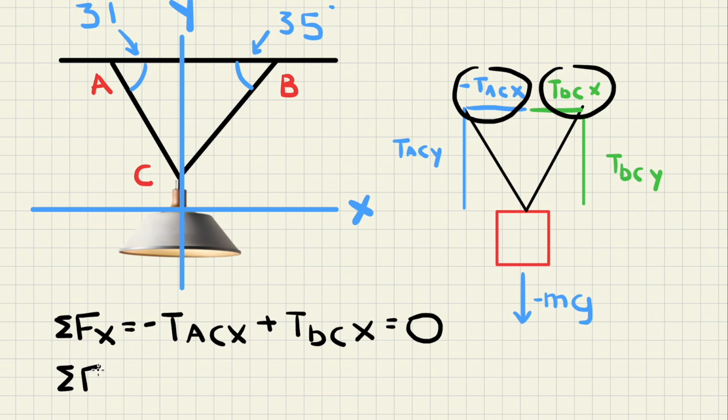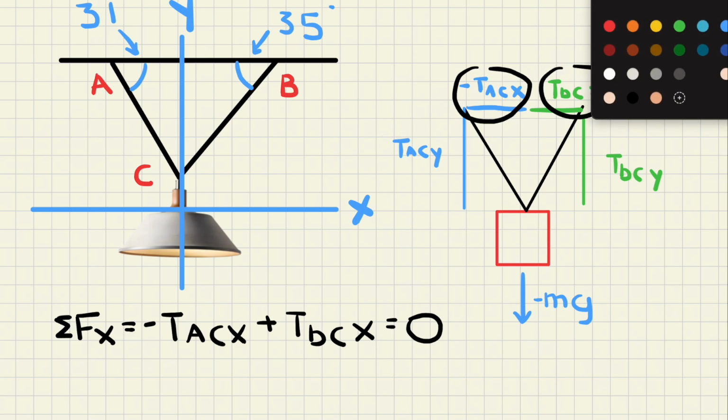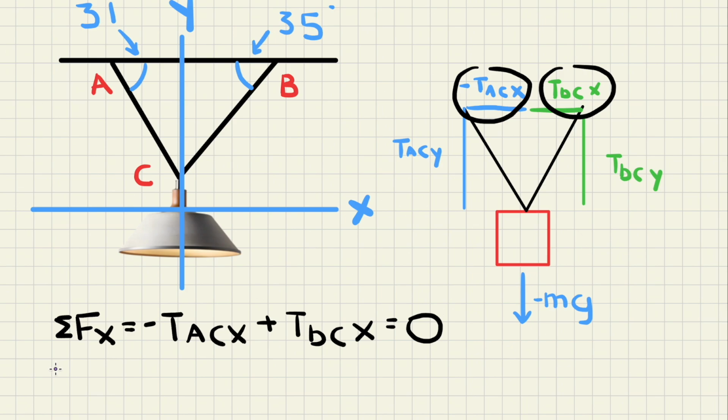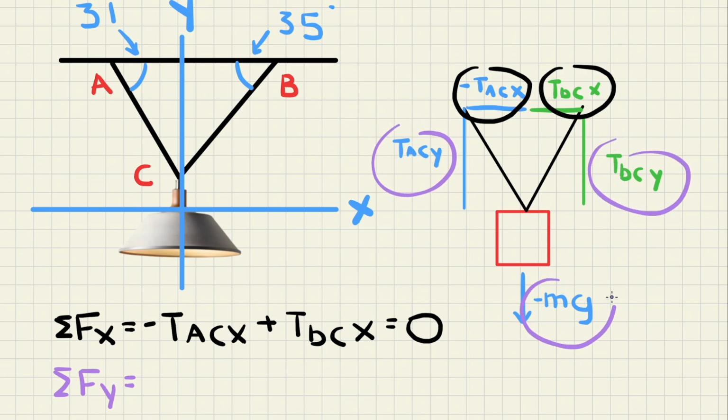So now that we have that, let's do it in the y direction. So the sum of the forces in the y: this one is a y, this one is a y, and so is this one. So let's write that down. We have TACY plus TBCY minus MG.